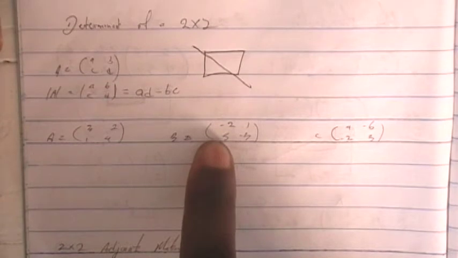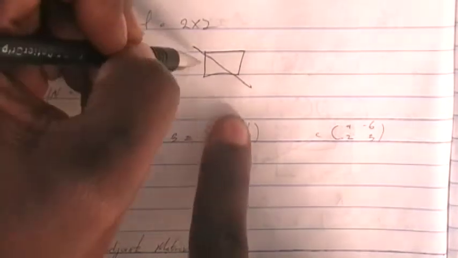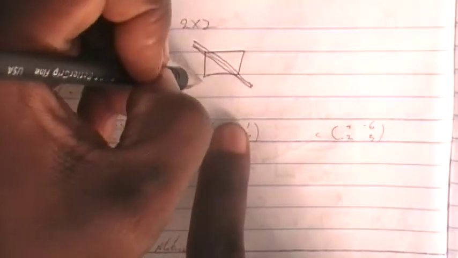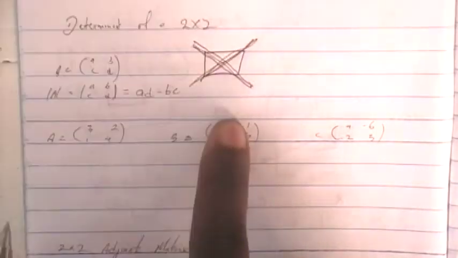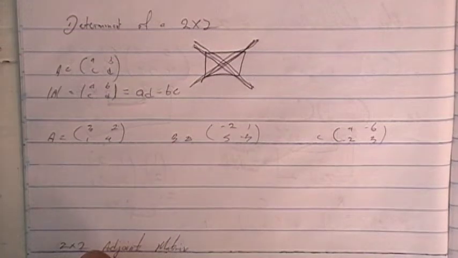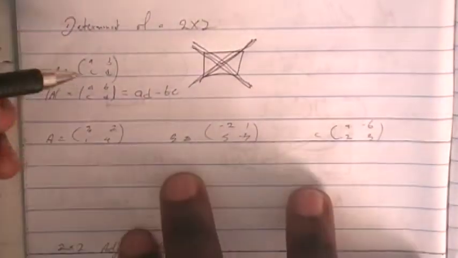We said a matrix is a rectangular array of numbers. So let's use this little rectangle. This is the leading diagonal from here to there, and this here is the non-leading diagonal. The determinant of a 2 by 2 matrix is the product of the leading diagonal subtract the product of the non-leading diagonal. So let's get that done.